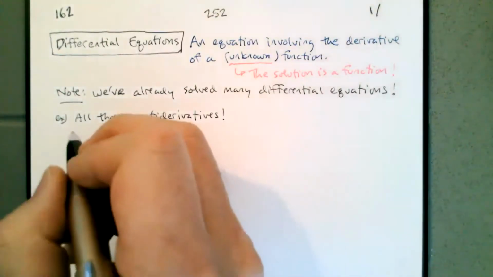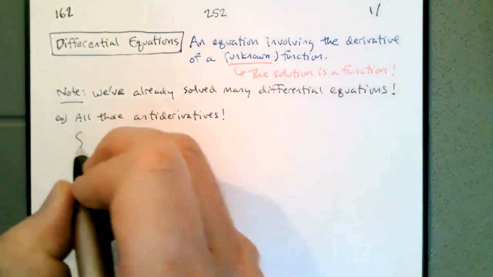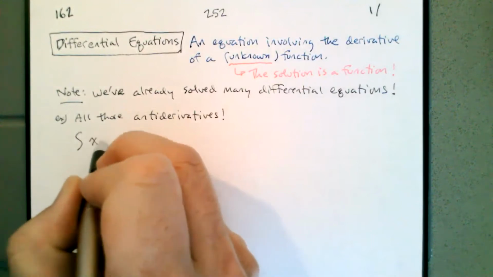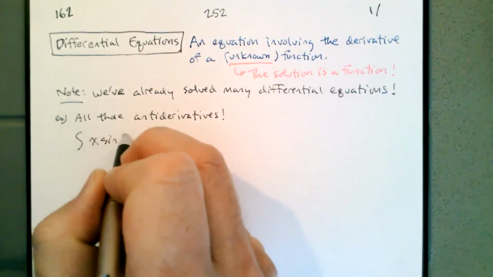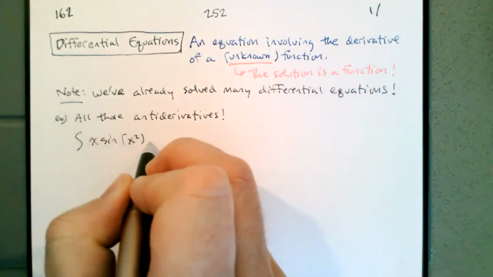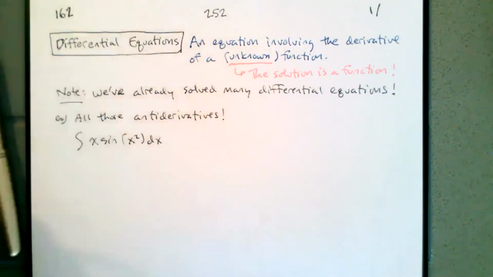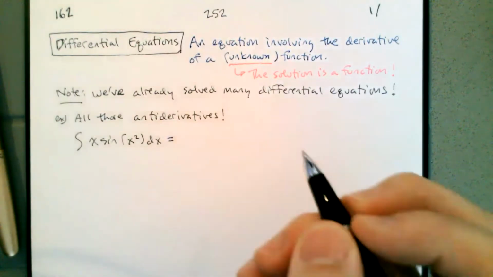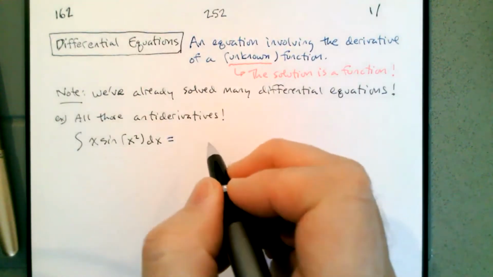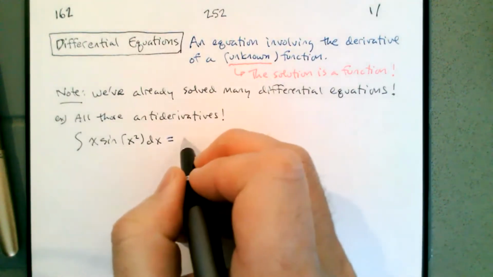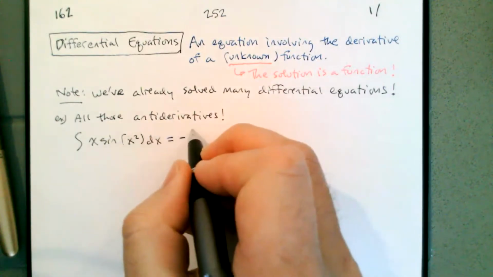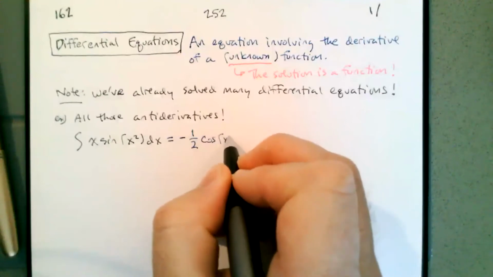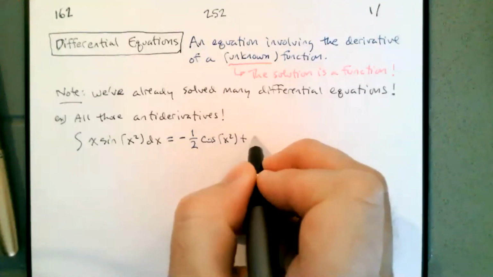So I would say something like find the indefinite integral of, let's say, x sine x squared dx. And then you would go and do some kind of substitution here. So the derivative of cosine is negative sine. So negative, and then I'll need a 1/2 from the x squared, cosine of x squared plus c.